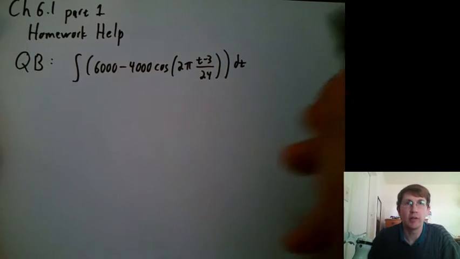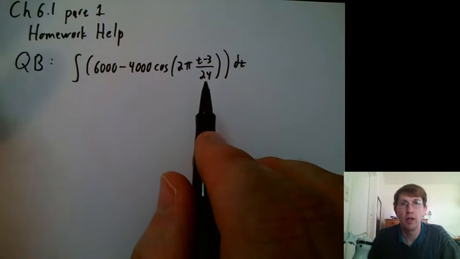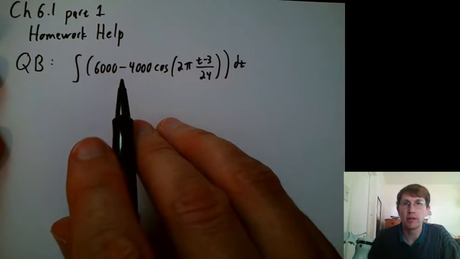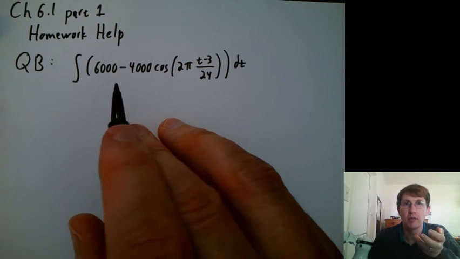Let's do some more homework help. Question B is this function. You might wonder, where does this come from? This is actually modeling the arrival rate of cars or traffic on a freeway throughout the day.